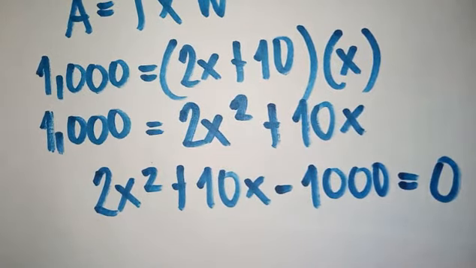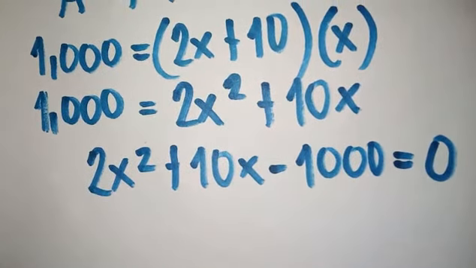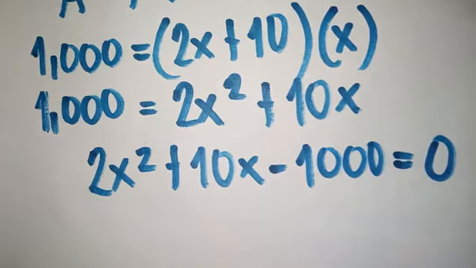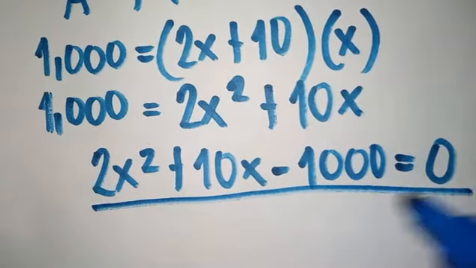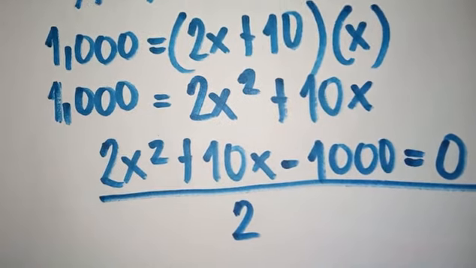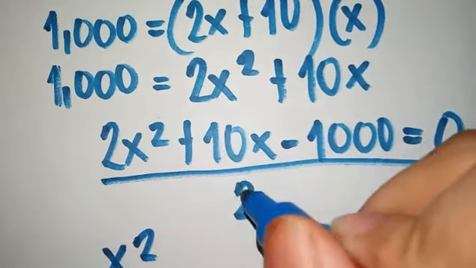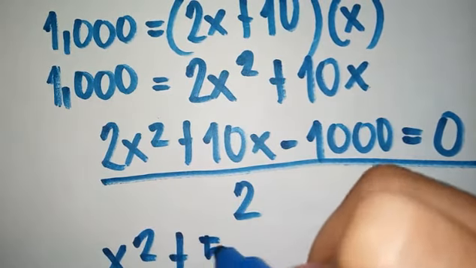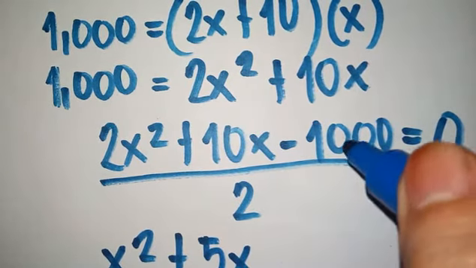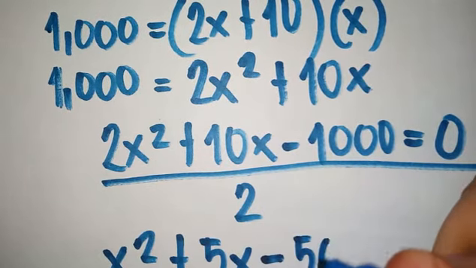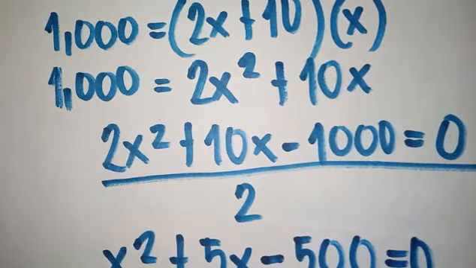So, after that, since kung mapapansin nyo, meron tayo ditong quadratic coefficient na 2. So, kapag ganun, i-divide lang natin lahat ito sa 2. So, we have divided by 2. So, ang magiging equation na lang natin, we have x squared. Then, 10 divided by 2 will give us 5. So, copy lang yung x. Then, ito, negative 1,000 divided by 2 will give us negative 500 is equal to 0.